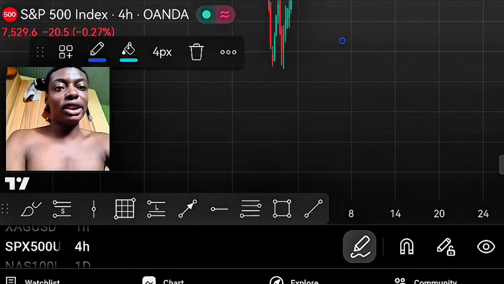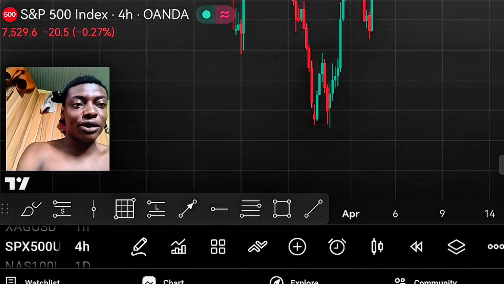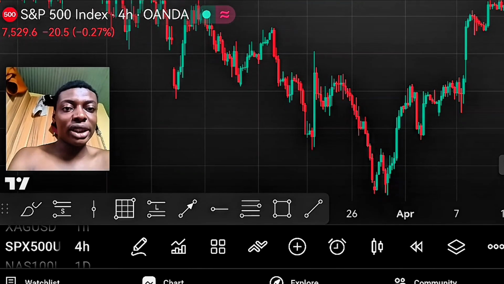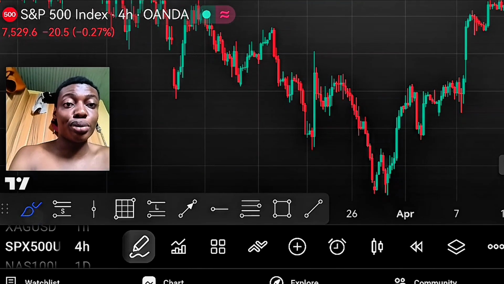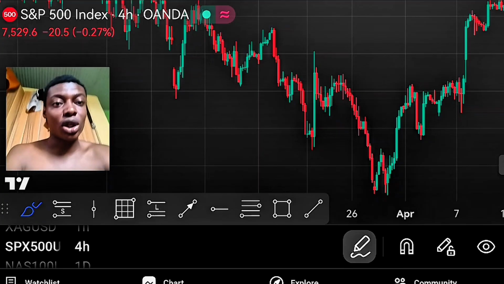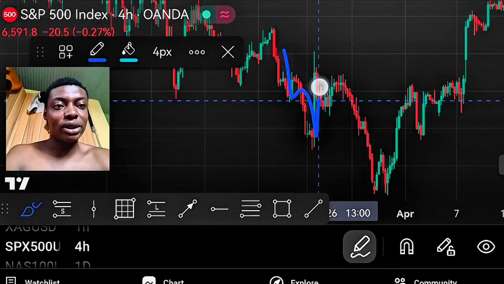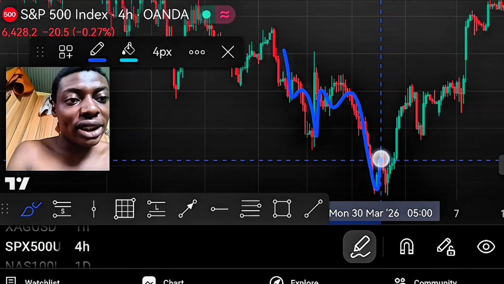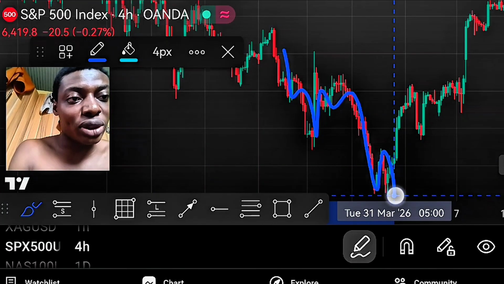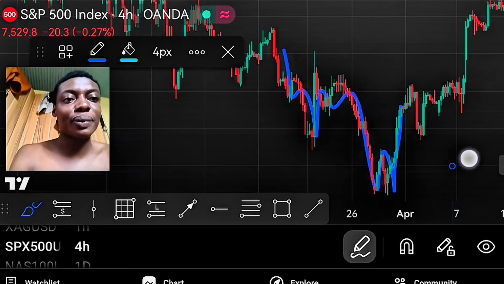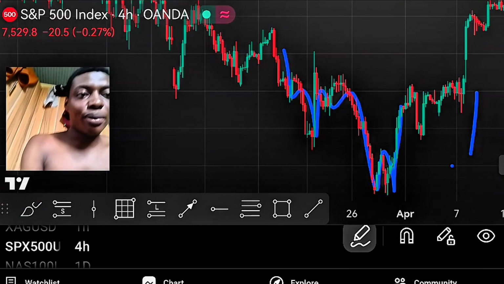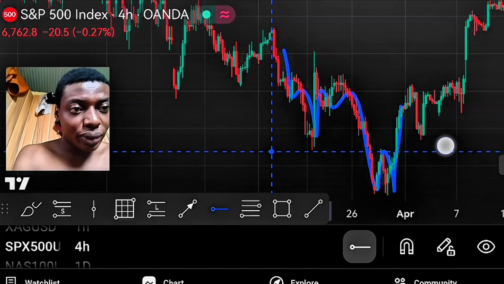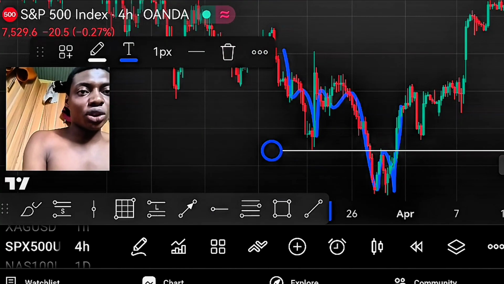Now this is a very wonderful example. We have been ripping down. This is a very wonderful example for a bullish break of structure. So we have been ripping down. Now we had this green candle up and a red candle down, and we closed above it. Now that is a break of structure to the upside.